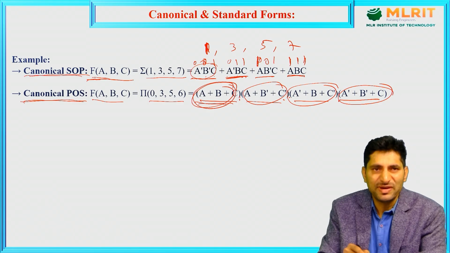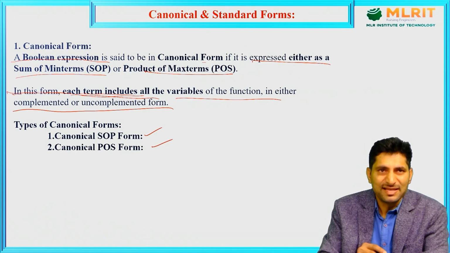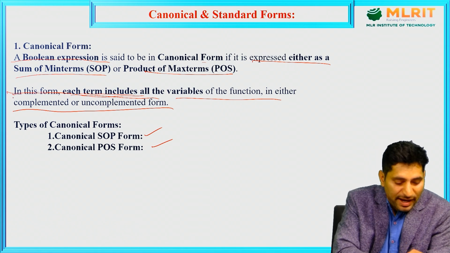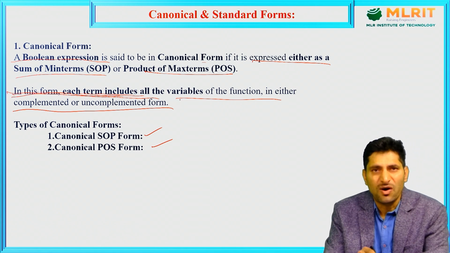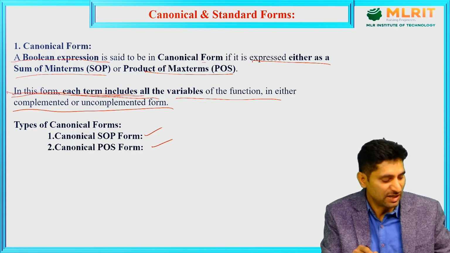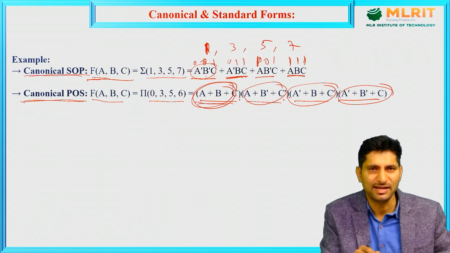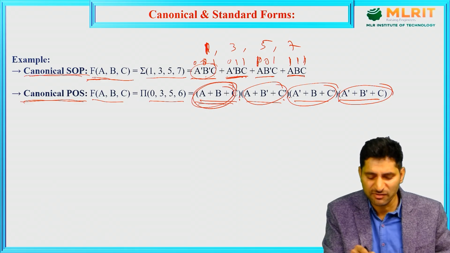This is canonical POS form. As per canonical form, each term includes all the variables in its true form or complemented form. Whatever input variables we use, all must be present, either in SOP or POS, all variables must be present.